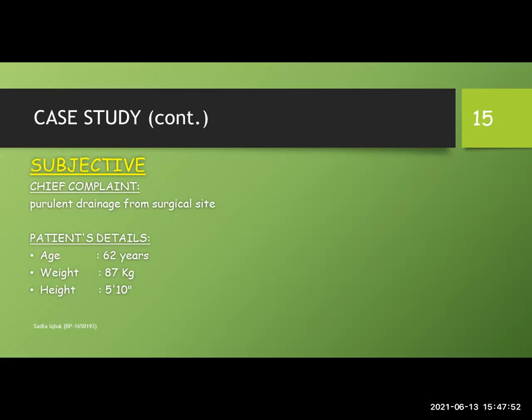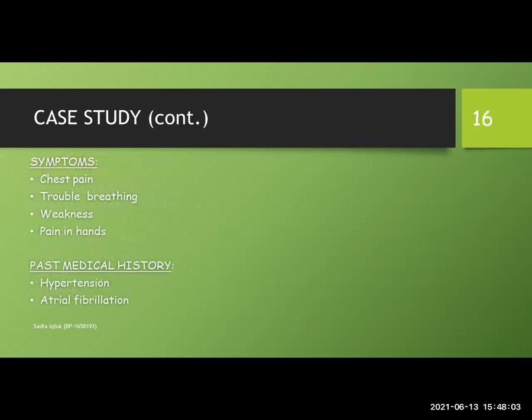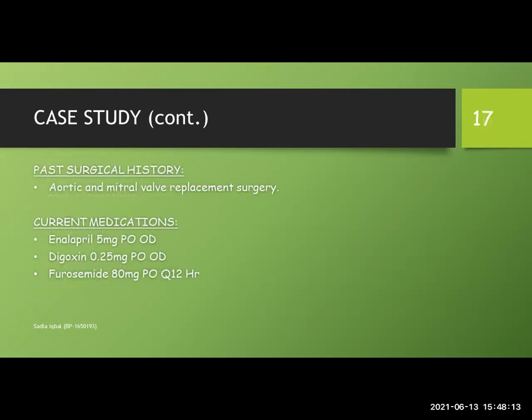His details include age 62 years, weight 87 kg, height 5 feet 10 inches, and his BMI is 27.5, which means he is overweight. His symptoms include chest pain, trouble breathing, weakness, and pain in hands. His past medical history includes hypertension and atrial fibrillation, while his past surgical history includes aortic and mitral valve replacement surgery. His current medication includes enalapril 5 mg per oral once daily, digoxin 0.25 mg per oral once daily, and furosemide 80 mg per oral every 12 hours.